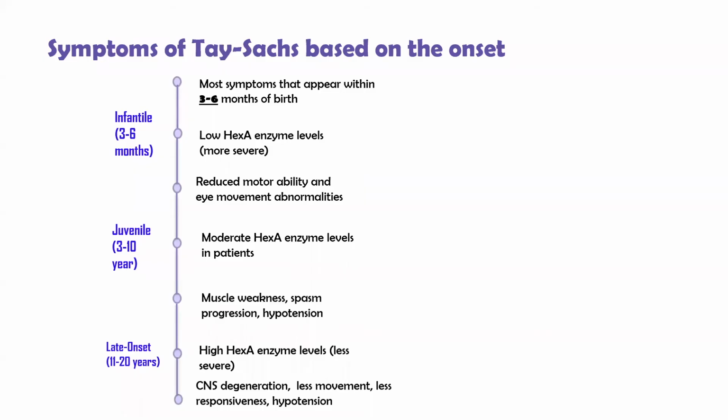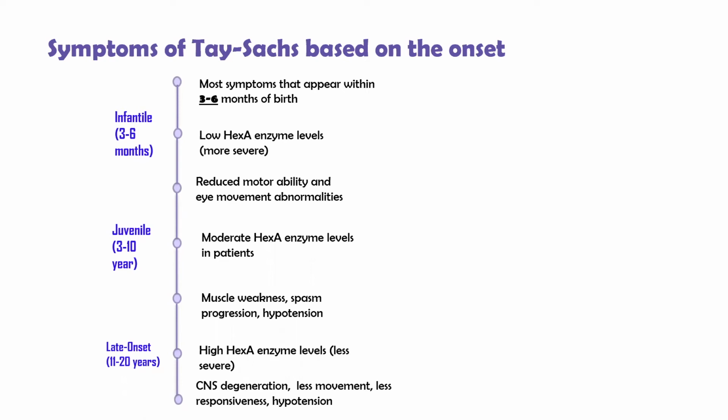In juvenile Tay Sachs, where symptoms appear within 3 to 10 years, moderate HexA enzyme levels are present in patients. This leads to less severe symptoms such as muscle weakness, muscle spasms, and hypotension, which means low blood pressure.